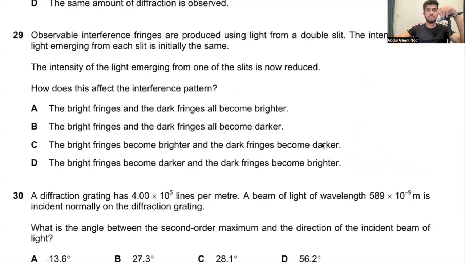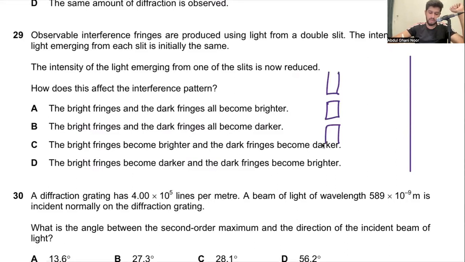Question number 29 says, observable interference fringes are produced using light from a double slit. The intensity of the light emerging from each slit is initially same. So you have a double slit and you are observing interference fringes from this double slit. Initially, the intensity is same. When the intensity is same, I know that initially the amplitude is same.